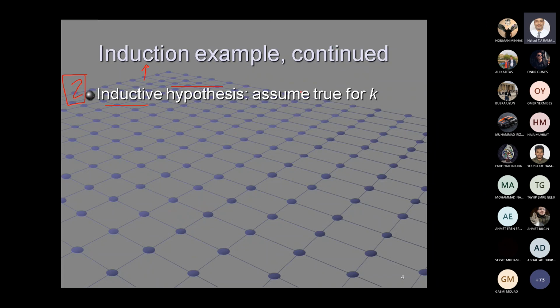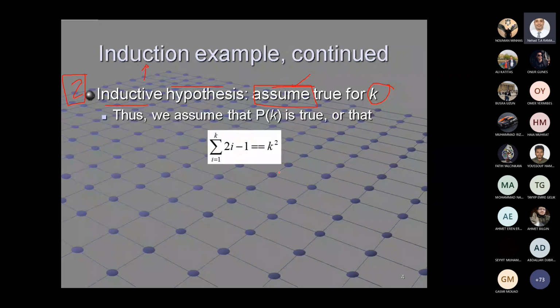We will assume that the equation is correct for k. So it's an assumption. It's not given to us. We assume that it's correct. Let's write it for k. When we write it for k, we will have the equation P(k). Instead of n, now we will write k.